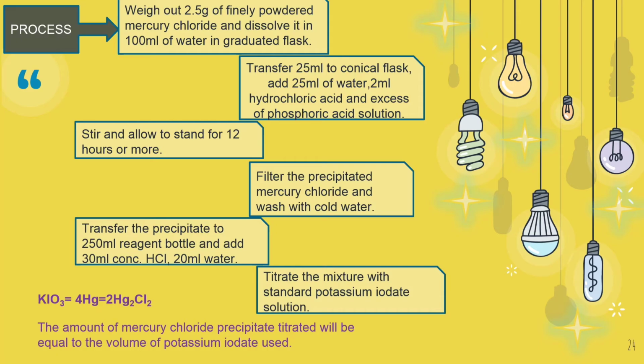Then we will transfer the precipitate to a 250 ml reagent bottle and add 50 ml of concentrated hydrochloric acid and 20 ml of water to it. We will titrate the mix with standard potassium iodide solution, and as a result, the amount of mercury chloride precipitate titrated will be equal to the volume of potassium iodide used.